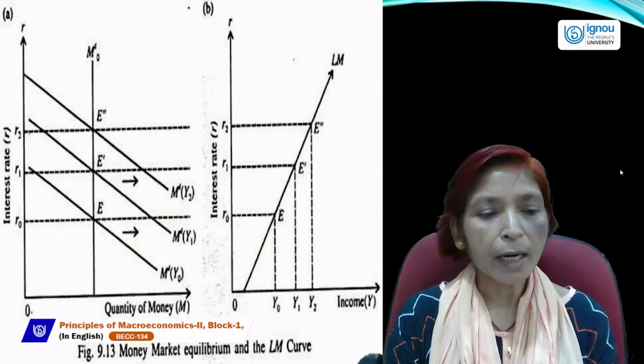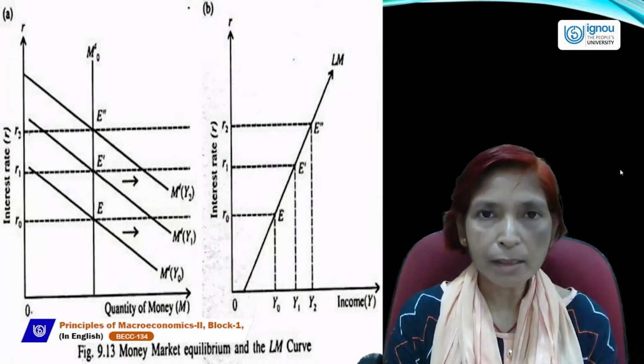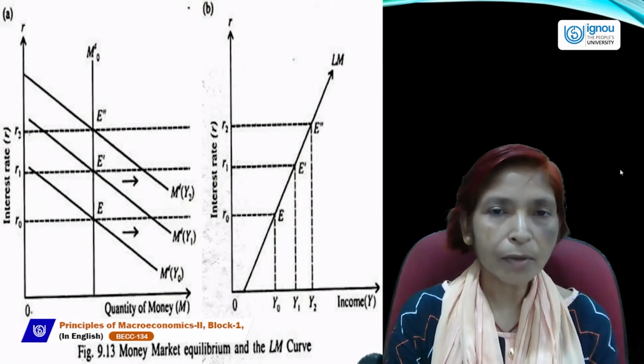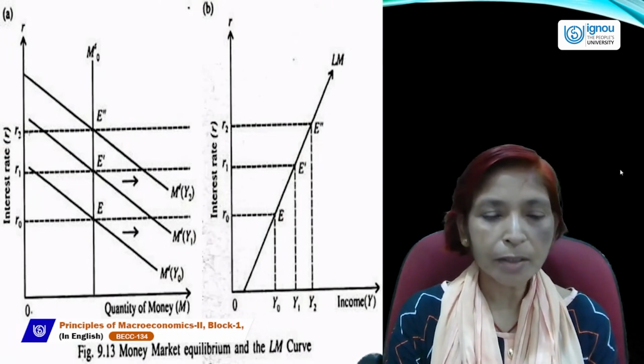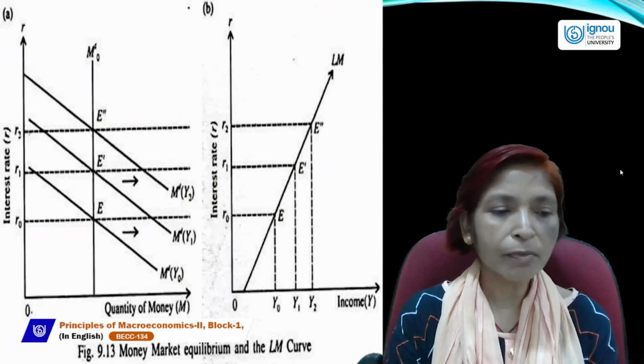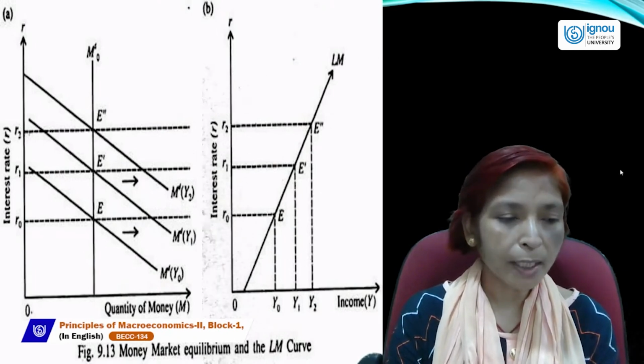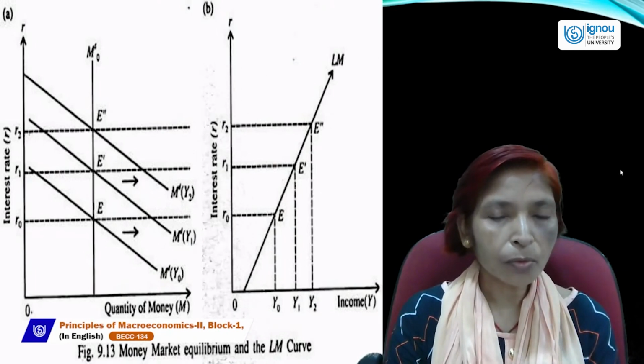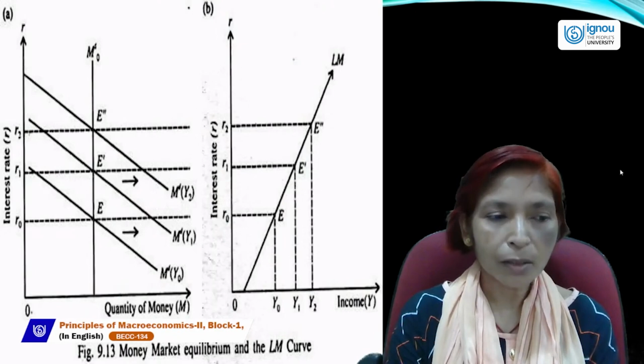Where the money demand and money supply curves intersect each other, the equilibrium point is determined. At this equilibrium point, the quantity and the rate of interest will be determined. At point E, the quantity of money is Q and the rate of interest is R0.